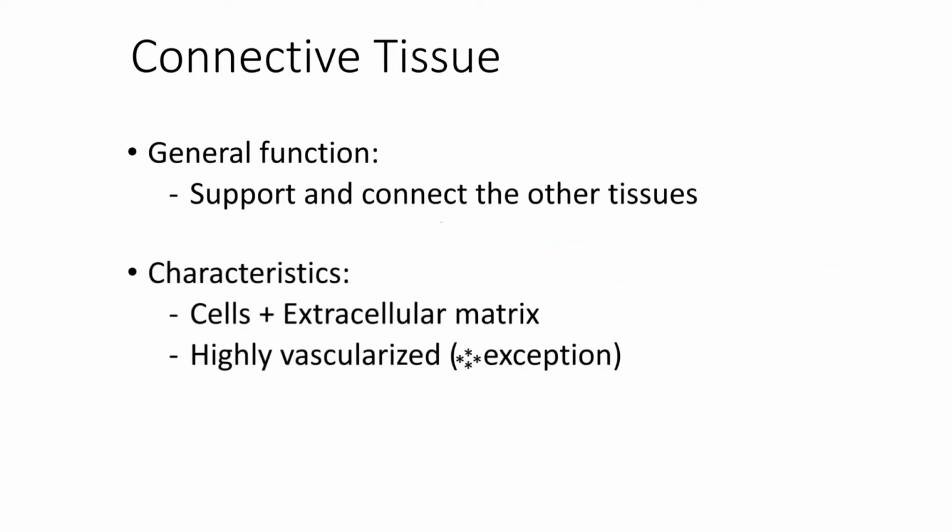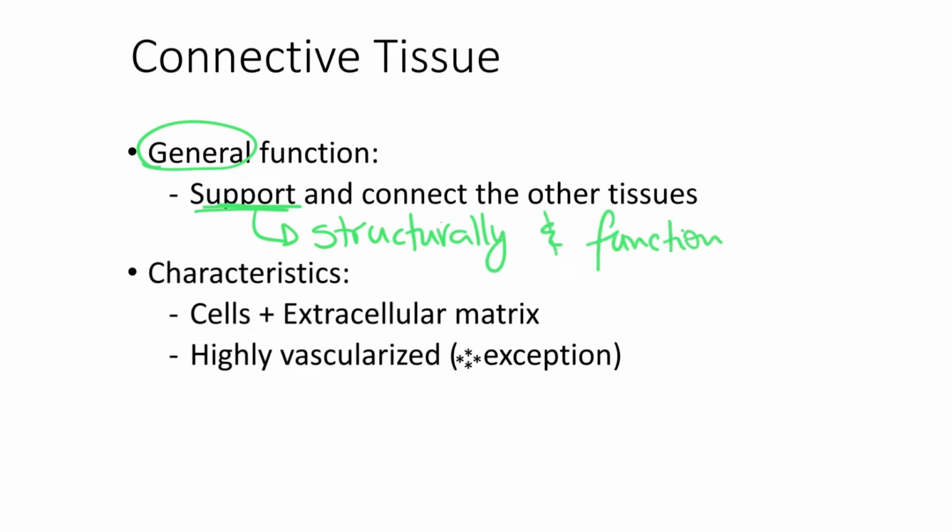As you can see, the general function of the connective tissue is to support, and by support, I mean it structurally supports, and also it functionally supports all other tissues and connect them together. That's why it is named connective tissue. Now, what characterizes the connective tissue is the presence of cells. And these cells are not as tightly packed together as the epithelial tissue. These cells actually have space between them.